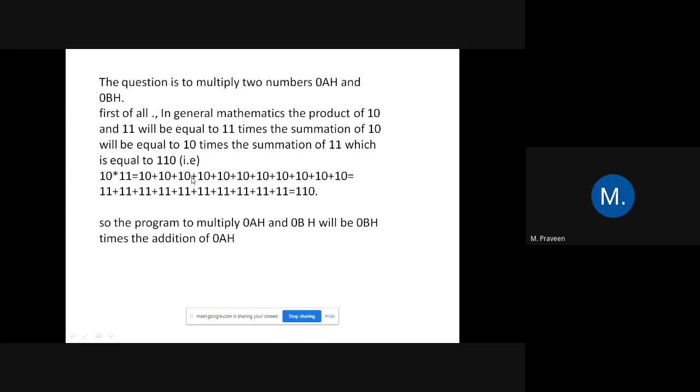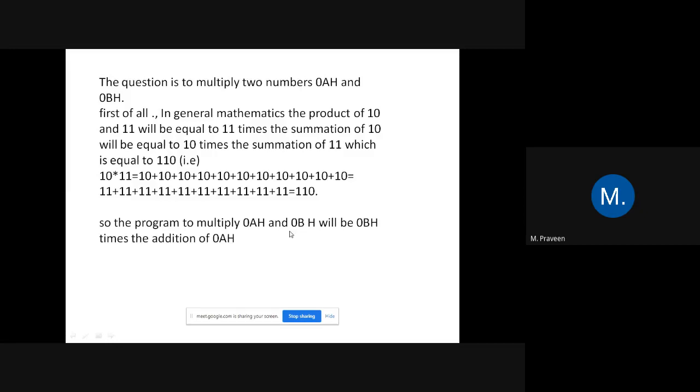In the second concept, we can do 10 times the summation of 11. So 1, 2, 3, 4, 5, 6, 7, 8, 9, 10: 10 times we are going to sum the number 11. By using the two methods, we get the same answer, 110. This is the logic. We add one of the values, the second value's number of times. That is the concept.